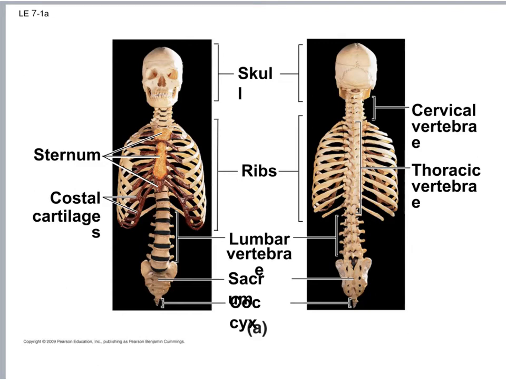All right, so we're going to talk about Chapter 7, and Chapter 7 is on the axial skeleton. Axial, A-X-I-A-L. It doesn't include the arms and legs or shoulders and hips. It includes the skull, the spine, and the thoracic cage. Right? The skull, the spine, and the thoracic cage.